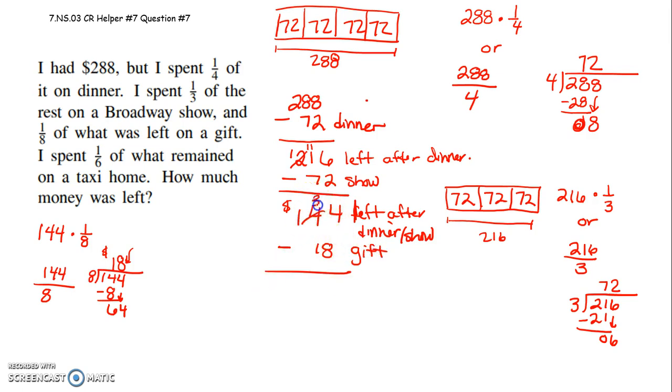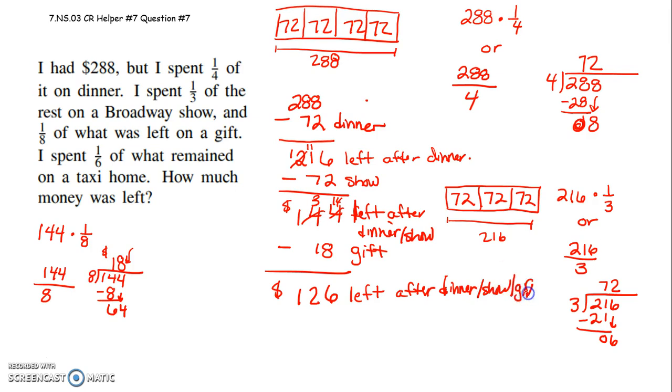Let's borrow, make that a 3. 14 minus 8 is 6. 3 minus 1 is 2. So it looks like you have $126 left. That's the amount of money you now have left after dinner, the show, and the gift.